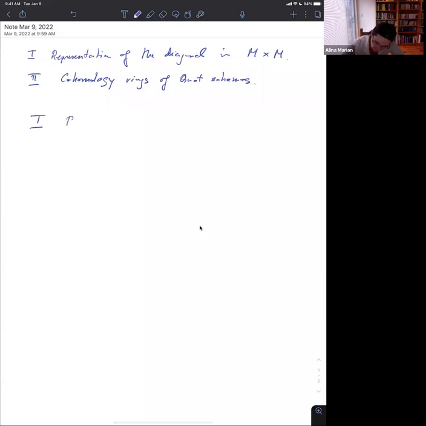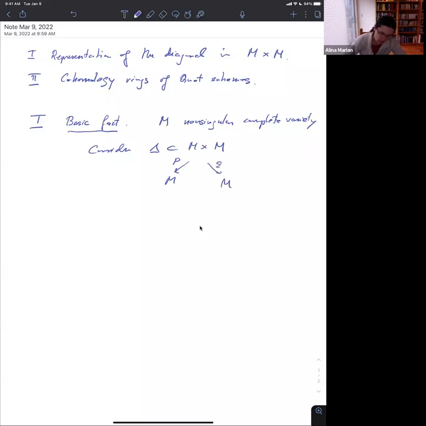And here for us, the basic fact, let me recall it since it's been a few weeks. The basic fact was that if we give ourselves a non-singular complete variety M, and we consider the diagonal inside M times M. Let's say we have projections P and Q to the two factors. If we can write the class of the diagonal as a sum of split classes coming from the two factors, something like this, where alpha I, beta I are just classes in the Chow of M.